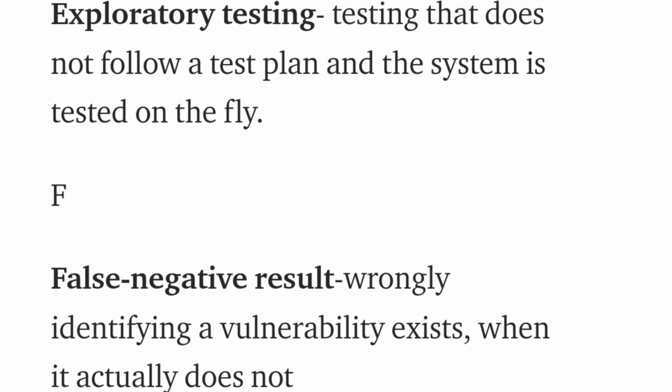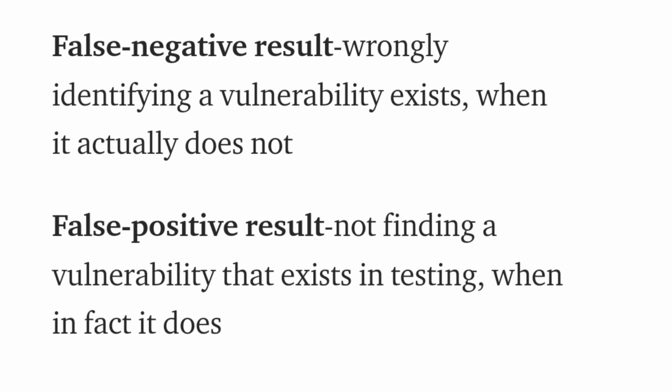F. False negative result. Wrongly identifying a vulnerability exists when it actually does not. False positive result. Not finding a vulnerability that exists in testing when in fact it does. So obviously opposites.